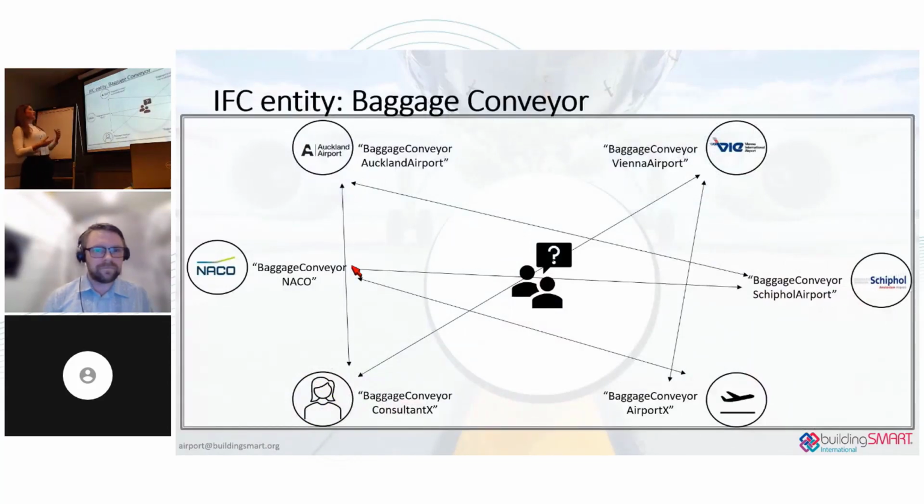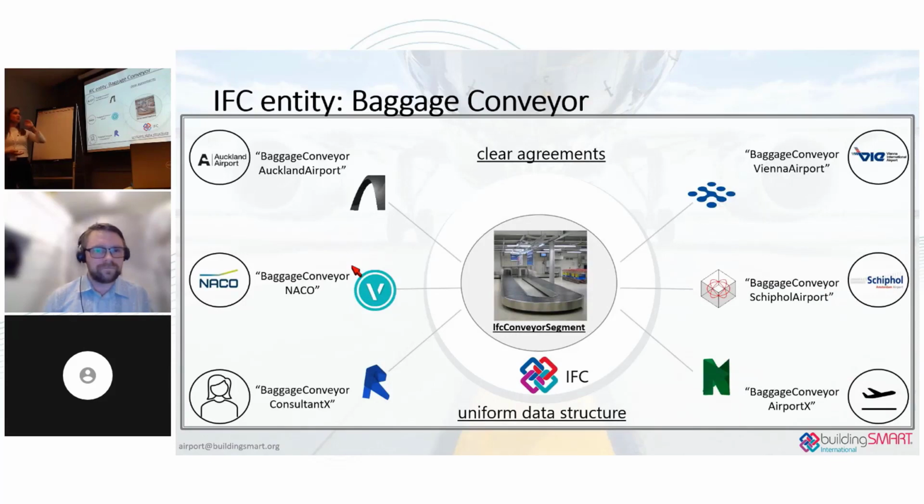I don't think I have to explain this to you, but this is how we work today. All of the stakeholders involved are talking about a baggage conveyor, but because we're all calling it our own baggage conveyor, there is no clear communication between the different stakeholders. Vienna Airport can call it Vienna Airport Baggage Conveyor. NACO has its NACO baggage conveyor. It's just not clear. If you go to the next slide, this is what we are working on: to get those clear agreements so that all of the parties involved, whether within the same project or an airport in the United States or an airport in China, we're all talking about the same baggage conveyor by using the same language.